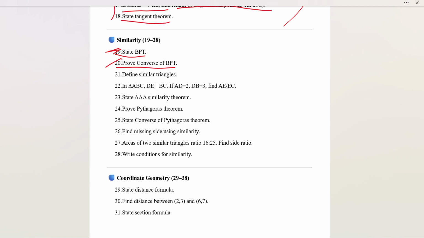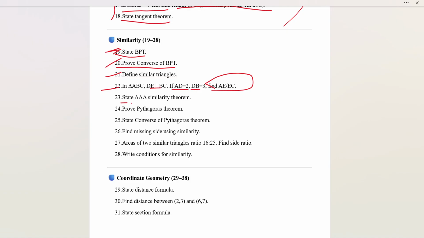So prepare for both theorems. Next is define similar triangles. Here in triangle ABC, DE is parallel to BC. If AD is equal to 2 and DB is equal to 3, find the ratio of AE to EC. Okay, you can solve that question.